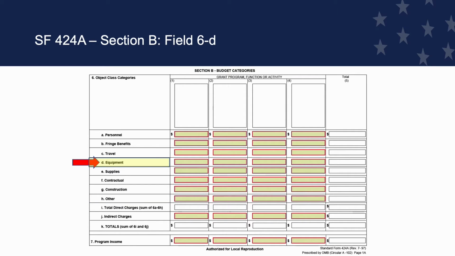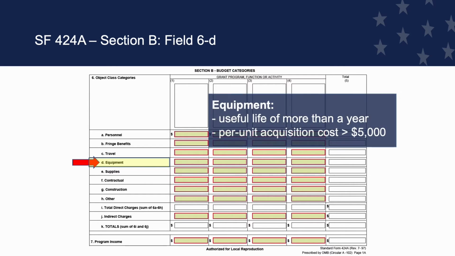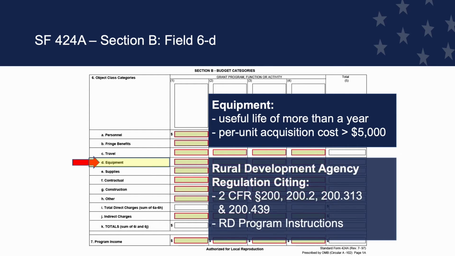Field 6-D. This is where you enter funds required for equipment from the selected program. This field is optional. Equipment is defined as a tangible personal property having a useful life of more than 1 year and per unit acquisition cost which equals or exceeds $5,000. Please consult the funding agency regulations and the notice of funding opportunity for more information on allowable compensation for equipment.